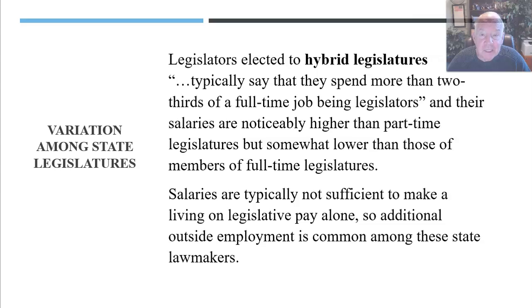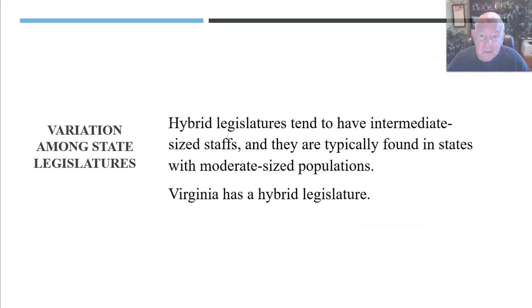Legislators elected to hybrid legislatures typically say that they spend more than two-thirds of a full-time job being legislators, and their salaries are noticeably higher than part-time legislatures, but somewhat lower than those members of full-time legislatures. Salaries are typically not sufficient to make a living on legislative pay alone, so additional outside employment is common among these state lawmakers. Hybrid legislatures tend to have intermediate-sized staff, and they are typically found in states with moderate-sized populations. Virginia has a hybrid legislature.